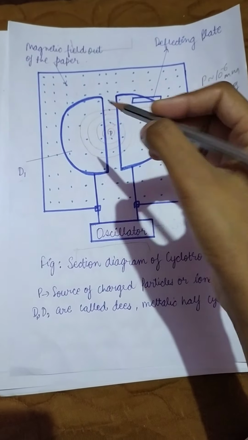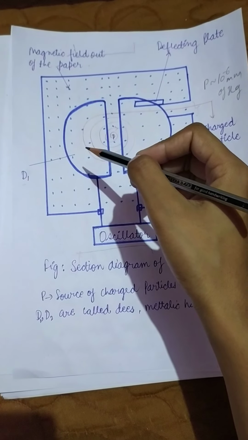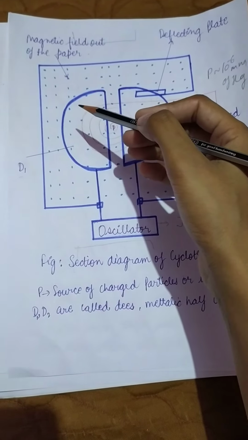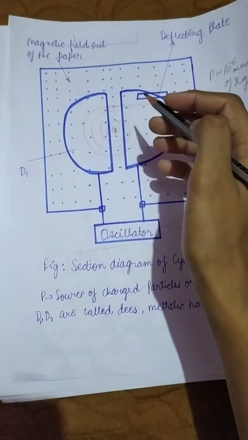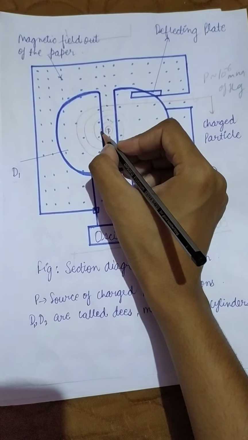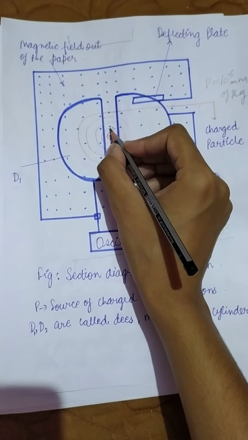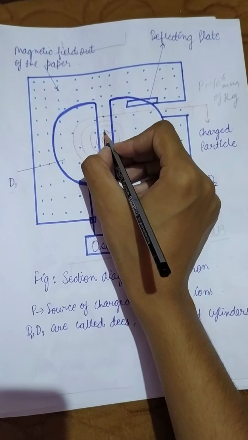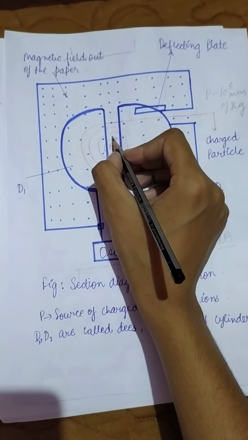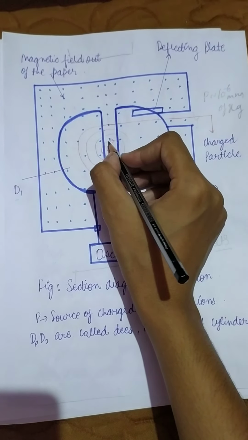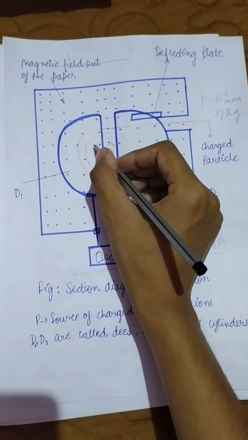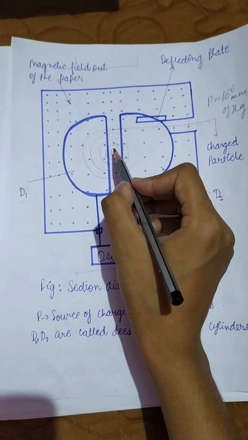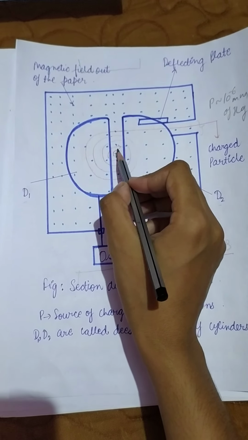So what happens is that this particle follows a circular path due to the magnetic field applied in the perpendicular direction. At the instant when it is coming out of this D1 plate, the particle experiences this plate D1 as positively charged, and this plate D2 as a negatively charged plate.